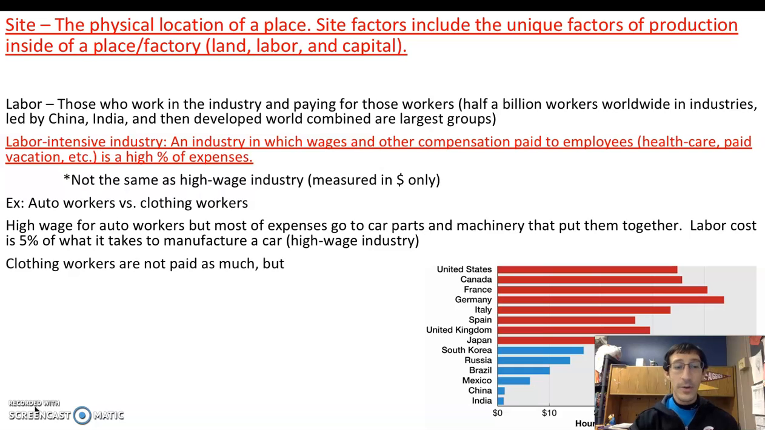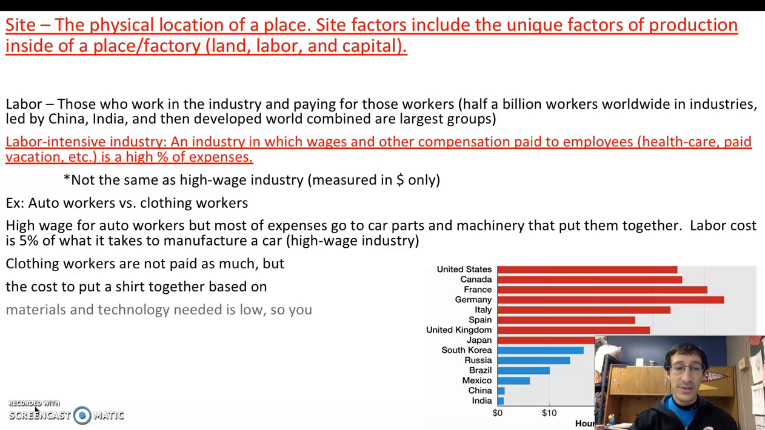Clothing workers are not paid as much, but the cost of putting a shirt together, based on the materials and technology needed, is low. So you pay the worker more than you do for the actual expenses. In this case, clothing is a labor intensive industry because you pay a higher percentage for the workers than you do for the actual stuff to put the product together. That's the big difference. Even though clothing workers are paid less, it is labor intensive because they use more workers and pay more for the work than they do for the technology.